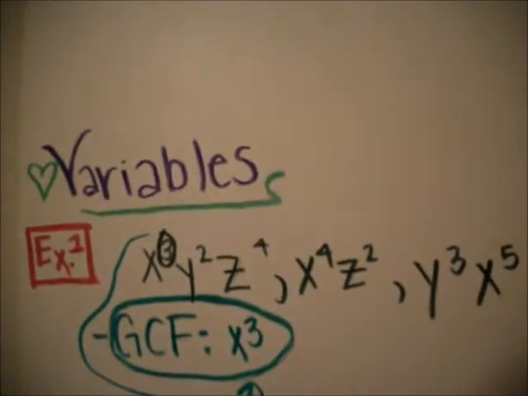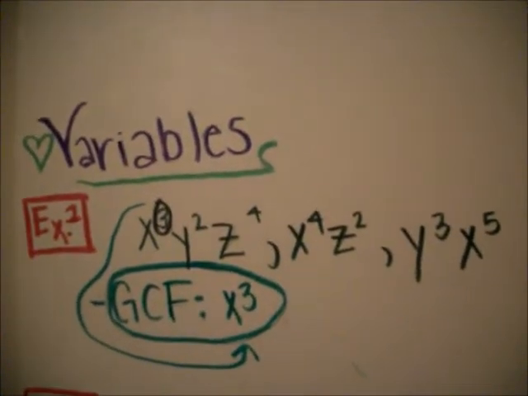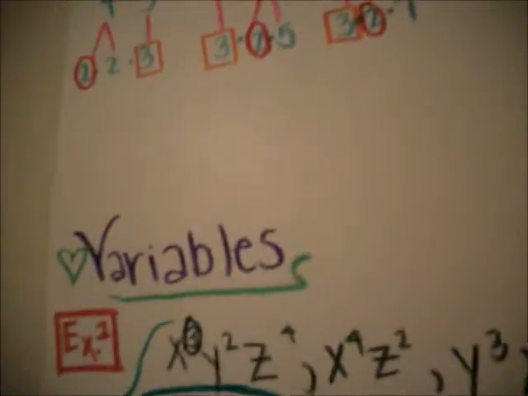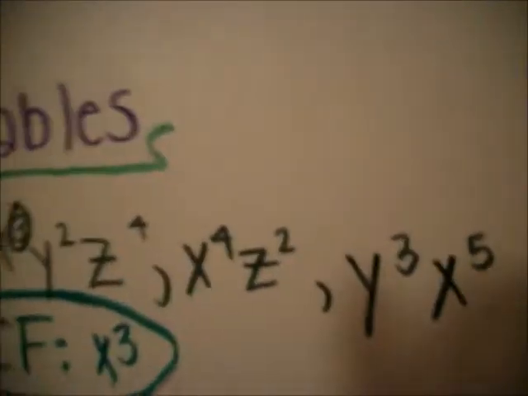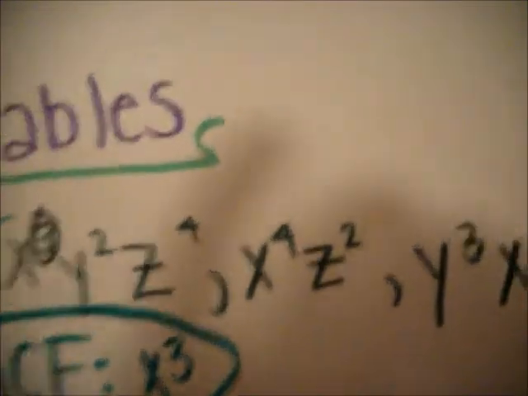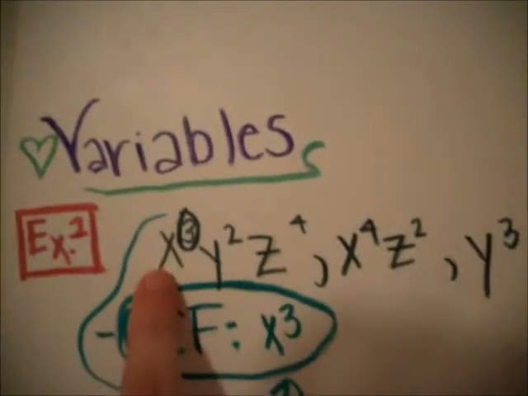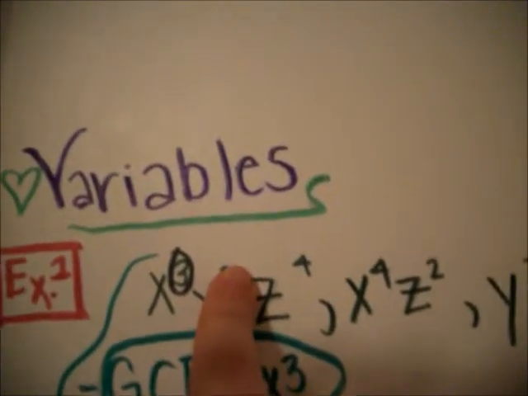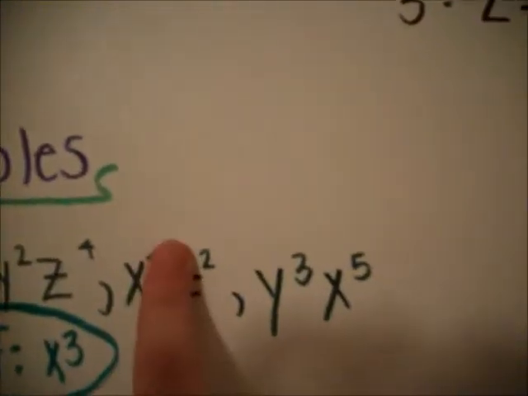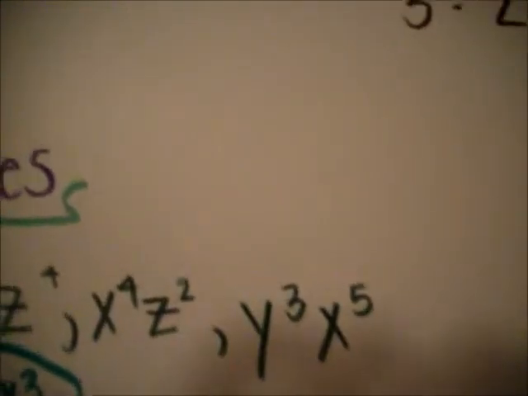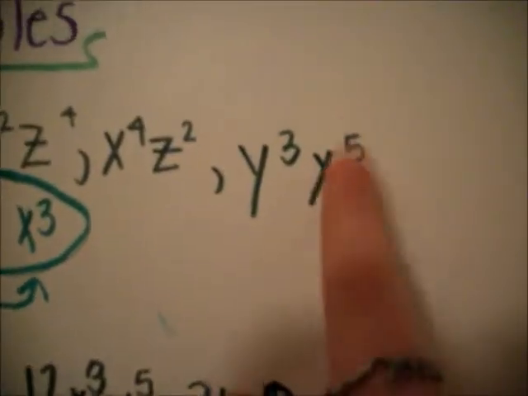Okay, now I'm going to teach you how to find the greatest common factor in variables. Here I have a couple examples. Here's example 1. In the first term we have x to the 3rd power, y to the 2nd power, and z to the 4th power. And then x to the 4th and z to the 2nd power in the 2nd term. With the 3rd term, we have y to the 3rd power and x to the 5th power.